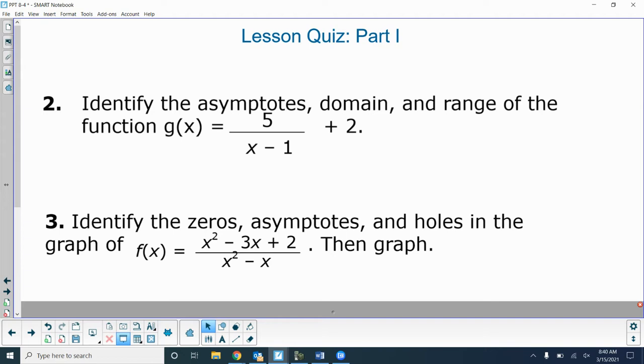Remember, it's an equation of a line, so we should write x equals for vertical and y equals for horizontal. And the domain is everything but 1, right? Whatever makes the denominator 0 is our vertical asymptote. So this was the first one.